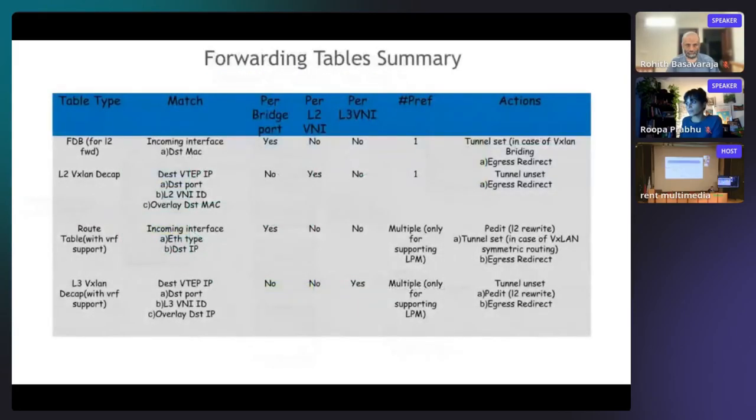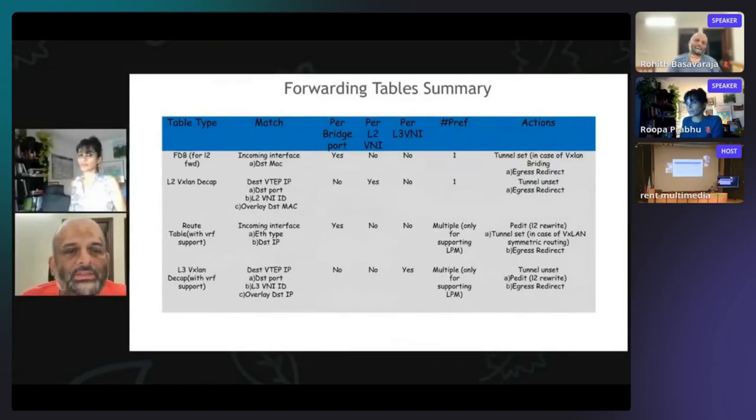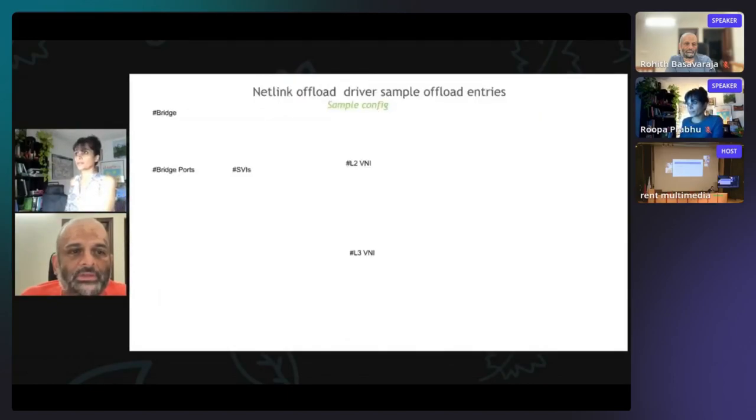We can go to the next slide. Yeah, so this table summarizes what I explained in my previous slides. This is just a quick summary of what I explained. I think we can go, you can move to the next slide.